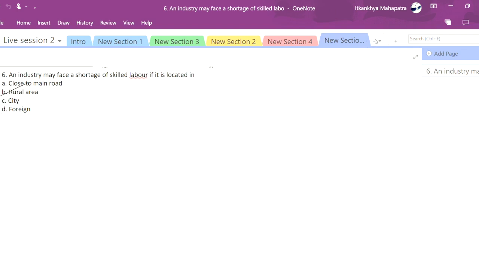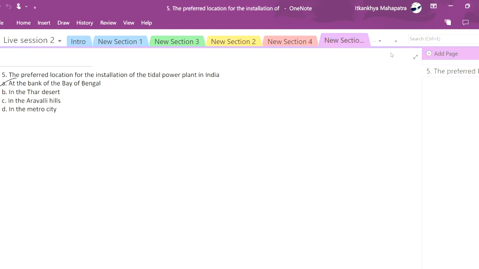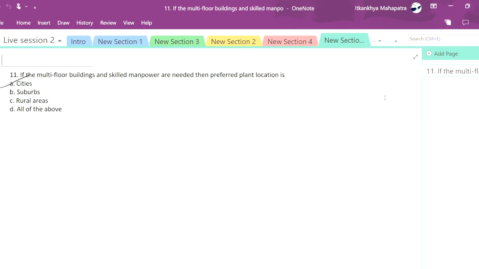Execution is as per the requirement, and if skilled labor is required, then the industry must be situated in the city or near the city area. If multi-floor buildings and skilled manpower are needed, then the preferred plant location is the city.